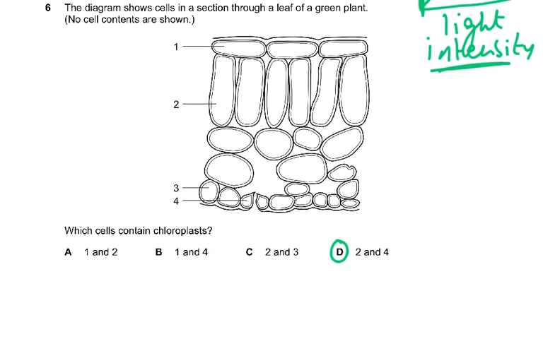Question 6. The diagram shows cells in a section through a leaf of a green plant. No cell contents are shown. Which cells contain chloroplast? Done this in a previous paper as well. It is 2 and 4. So the palisade mesophyll contains chloroplasts, the spongy mesophyll also contains, and guard cells also contain. So there are three. So what does it not contain? Cuticle does not have any chloroplast. Upper epidermis does not have any chloroplast. Lower epidermis does not have any chloroplast. Only the guard cells have chloroplasts.